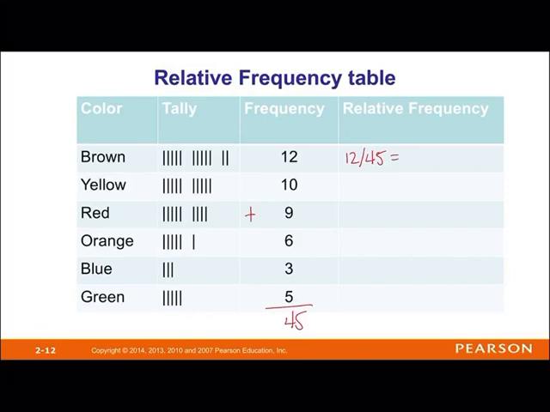I'm going to round to 4 spots after the decimal. So that'll give you 0.2667. The next one's going to be 10 divided by 45. And that will give you 0.222.